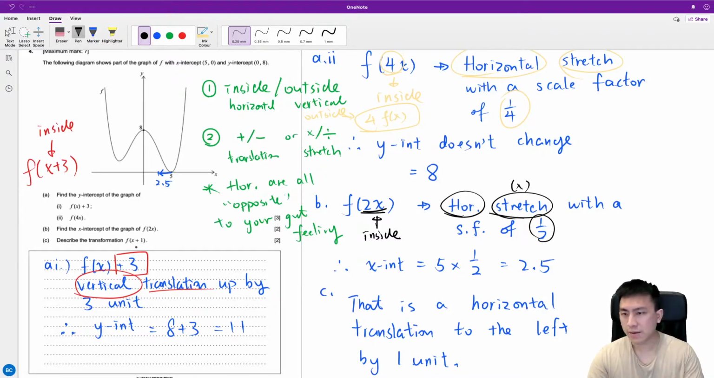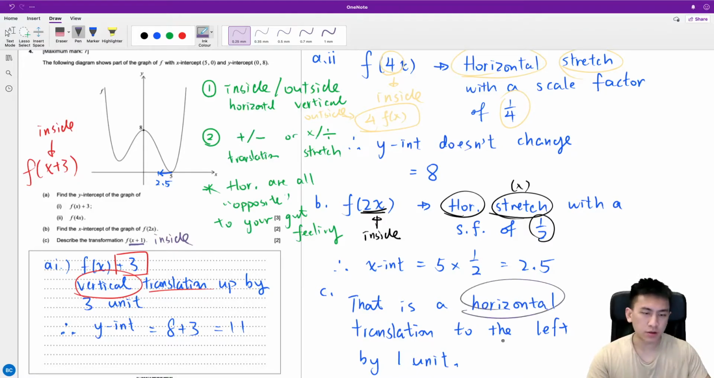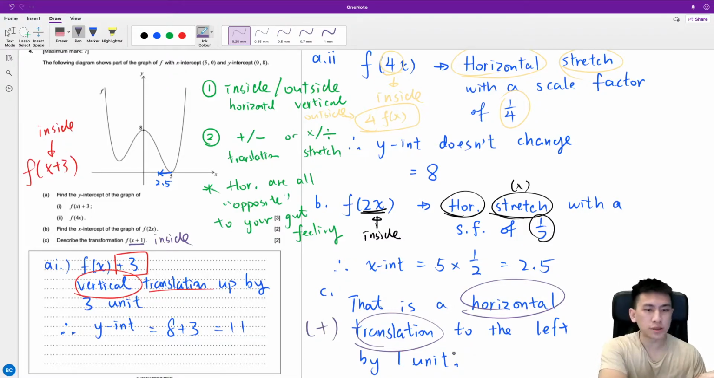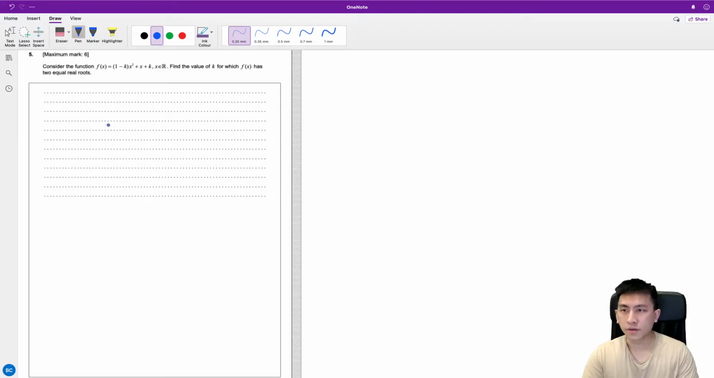And then part C, I think I'm running out of color, but I'll try using a purple. So part C, right? So you can see the x plus 1, the plus 1 here, happened inside the function. That's inside. So you know it's horizontal, right? And it's a plus, so it's a translation because it's a plus. And you would think, okay, plus 1, you move it to the right, right? But remember, horizontal ones go the opposite way, so it goes to the left. And that's really it.